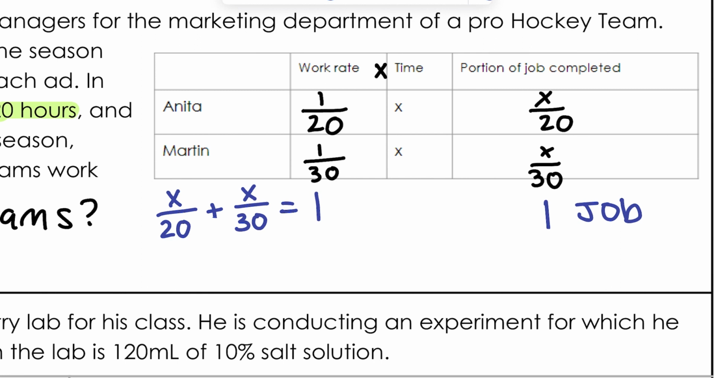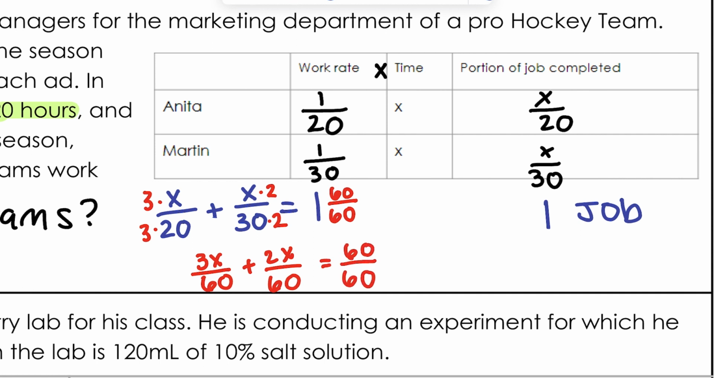For 20 and 30, the least common multiple of them would be 60. I can get 20 to become 60 by multiplying by 3, and then 30 to 60 by multiplying by 2. And then I can just make this one 60 over 60. So now they'll all have a denominator of 60. We get 3x over 60 plus 2x over 60 equals 60 over 60.